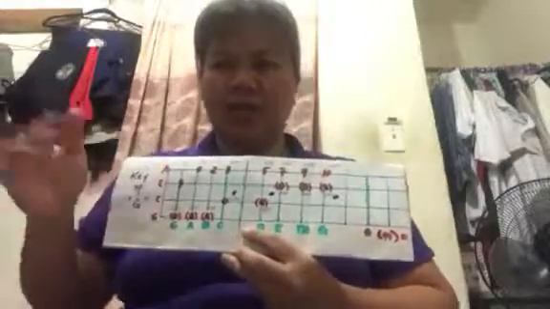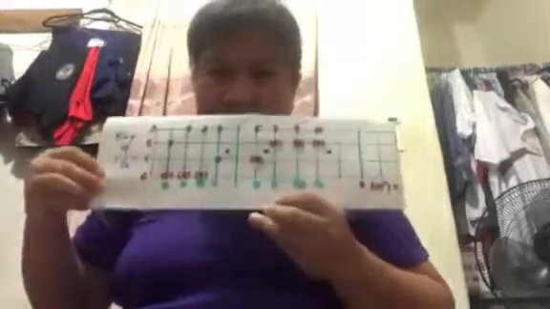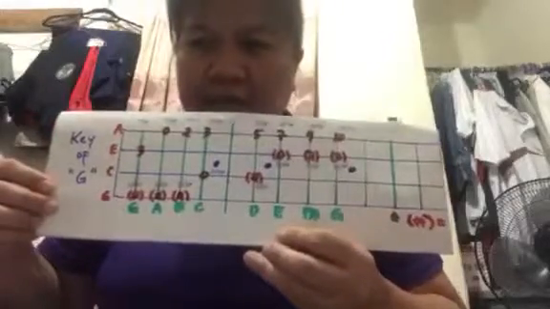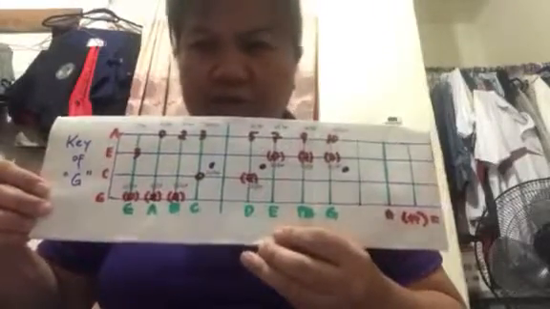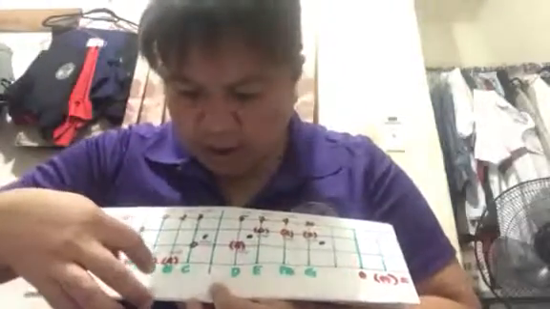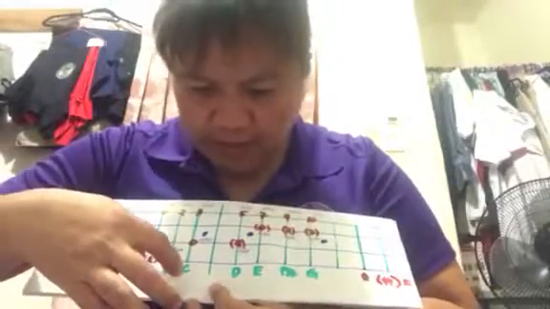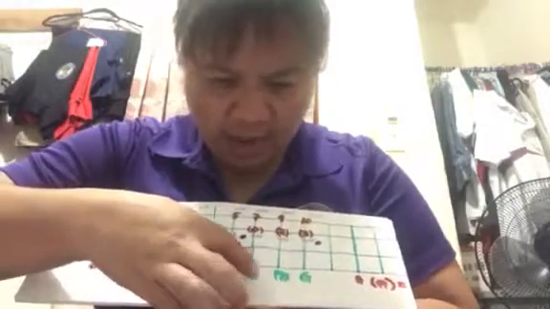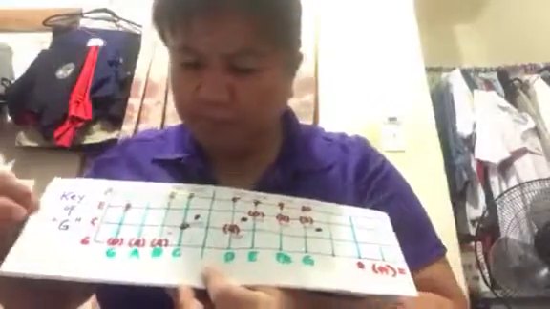Hi again! Today, I will show you how to play the key of G on your ukulele. The notes in the key of G are G, A, B, C, D, E, F flat, and G.